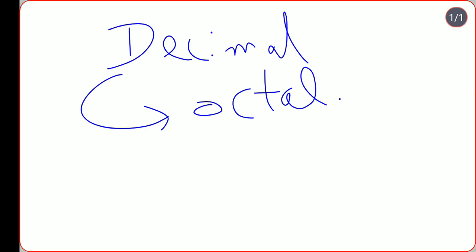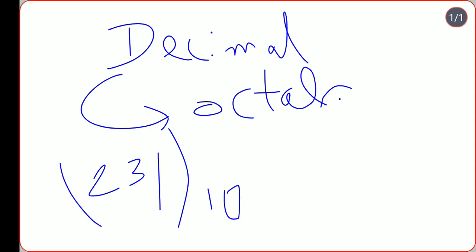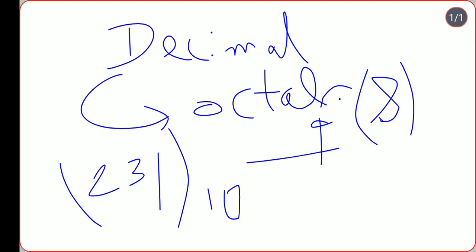Remember one thing, our center of attraction is decimal. So when you are converting from decimal to any other thing, you have to divide that decimal number with the base you are interested in converting to. So suppose I have 231, base 10, we need to convert to octal. If something is going out from decimal, we have to divide it with the base we are interested in. Here our interested base is 8 because it's octal. We're going to divide this 231 with 8, right?